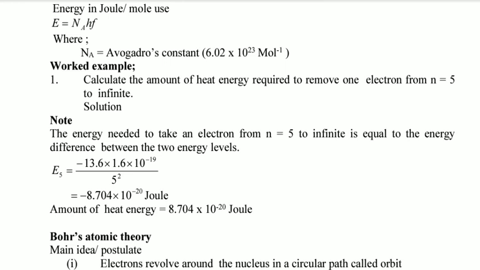So, the energy needed to take an electron from n=5 to infinity is equal to the energy difference between the two energy levels. So two energy levels means the first energy level is n=5, but the second energy level is infinity. And if you put infinity here in this equation, which is negative 13.6 times electronic charge, then divided by infinity, you'll get zero for the second level's energy.